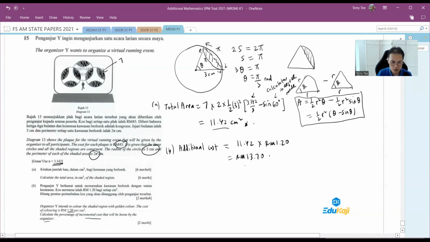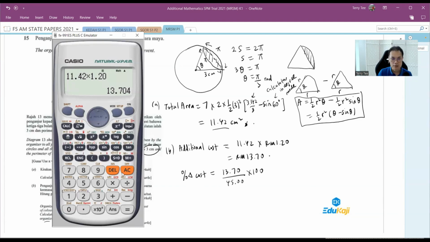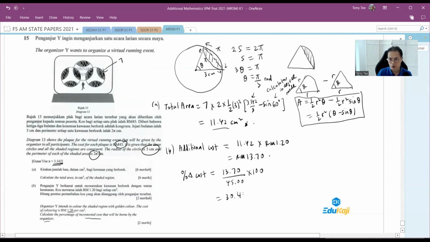Okay, so this is your additional cost, but I want to find the percentage change in your cost. Up to you, you can write in words. I just write percentage change in cost. There's an increment in your cost, 13 ringgit 70 cents per plate, and each plate costs 45 ringgit. You times 100, right? So we take this value, 13.70, divide by 45 ringgit times 100. Guys, the additional increase in cost is 30.44%. All right.